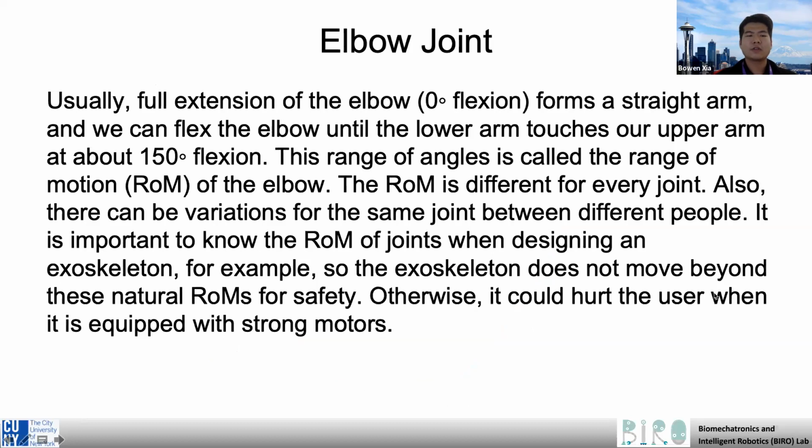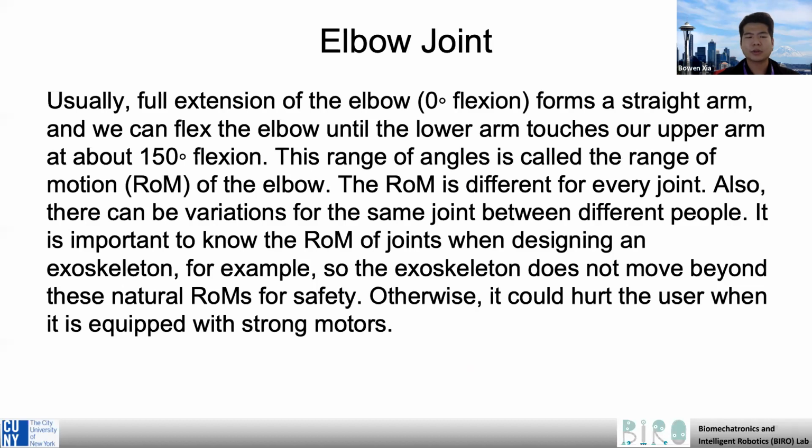So usually, from full extension of the elbow, from a straight arm, we can flex the elbow until the lower arm touches our upper arm at about 150-degree flexion. So this tells us that the range of motion of the elbow would be 150 degrees. The range of motion is different for every joint. Also, there can be variation for the same joint between different people. Some people are more flexible and some people are more rigid.